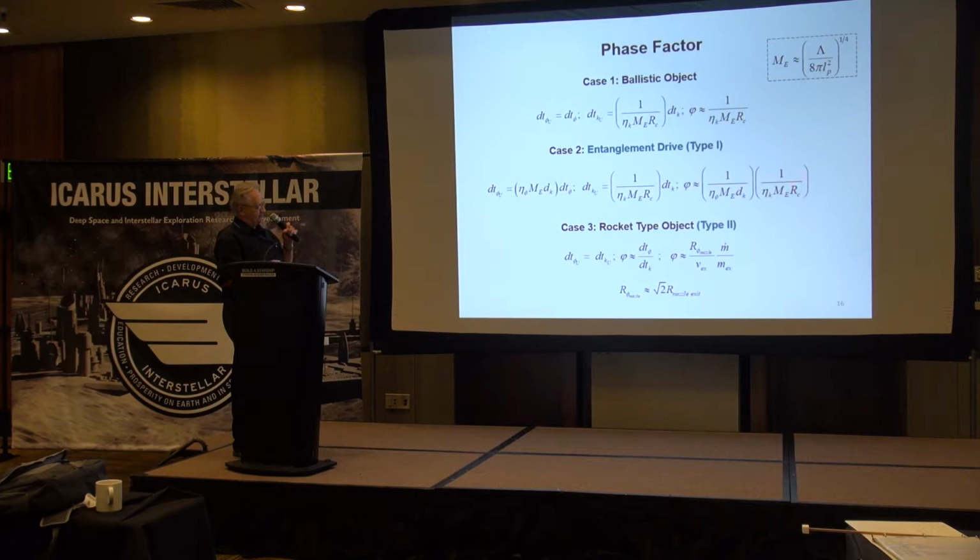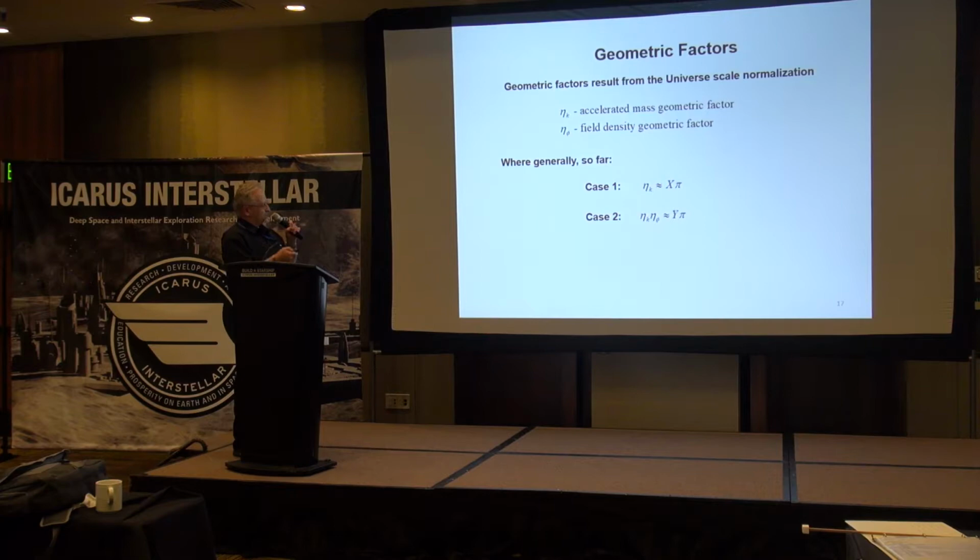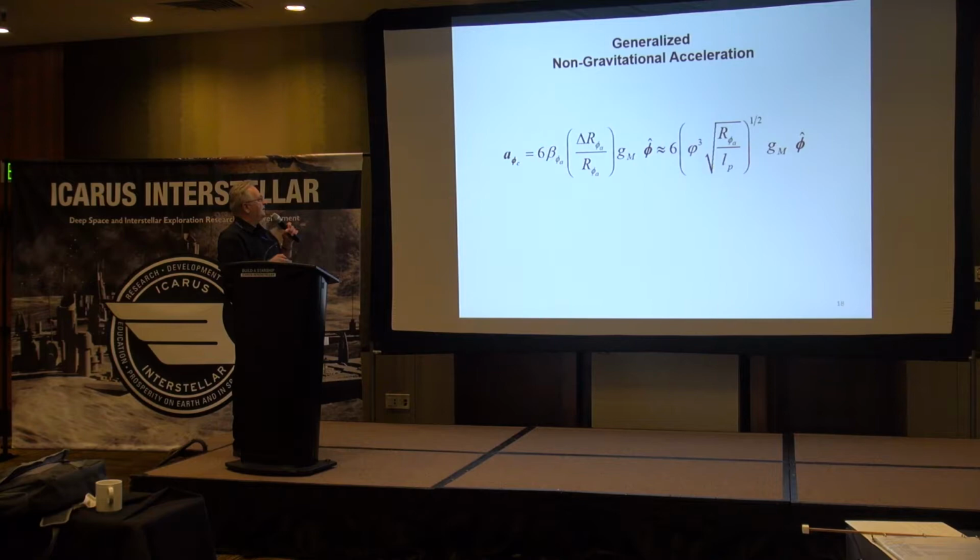So, let's move on. Like I said, I wanted to point out that these tend to be geometric factors, which in case one and case two just turn out to be something times pi. And this is basically the acceleration equation I gave you at the beginning, but using that form of the thin shell that has a phase in it, it turns out to be this, which is what I gave you at the beginning.